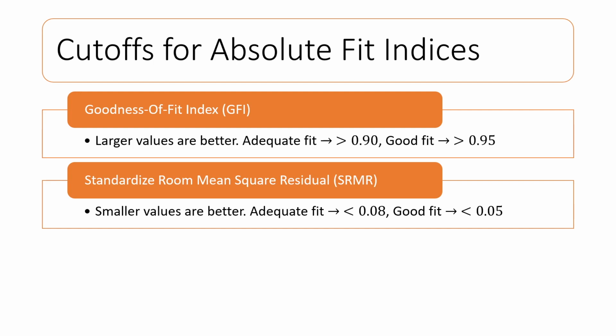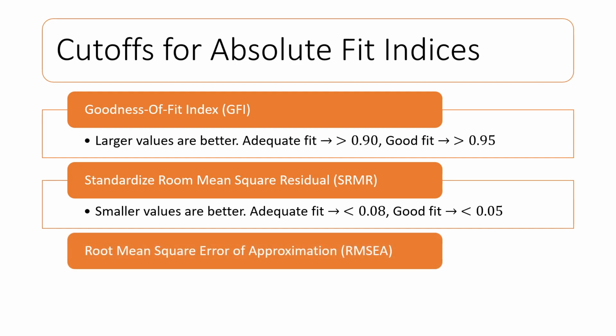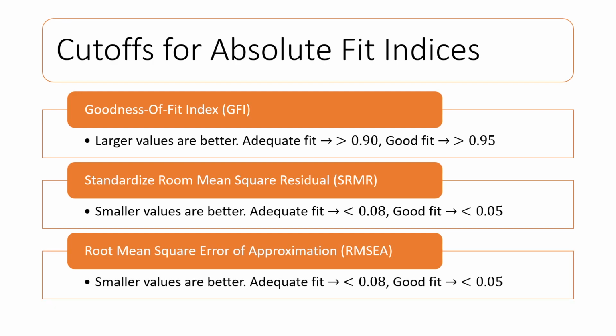For the SRMR, standardized root mean squared residual, smaller values are better. And so for this, adequate fit is below 0.08, that's okay. And then good fit would be below 0.05 when using this number on its own. So again, smaller values are better for SRMR. And actually, same thing for RMSEA, the root mean squared error of approximation. Smaller values are better. And I've made these borders a little bit more fuzzy to align them. Again, adequate fit is below around 0.08 for RMSEA, and good fit is below around 0.05 for RMSEA, typically.